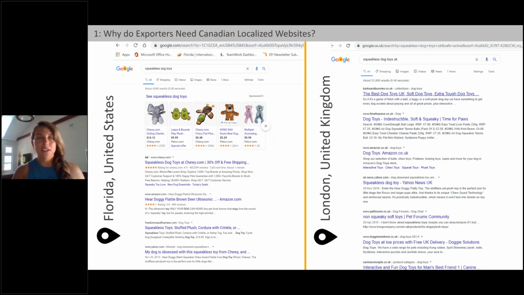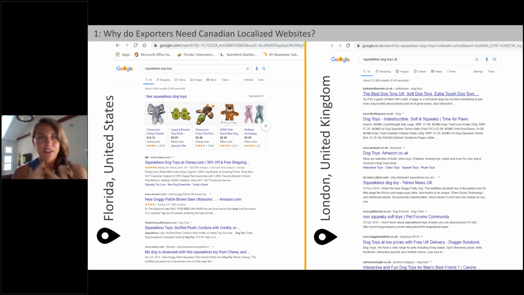And here's a really great practical example of how country-specific Googles produce results that are relevant to each specific user. So Susanna, who is in the UK, and myself in Miami, we both have dogs that seem to always love to play in the background whenever we have webinars. So we both searched for squeakless dog toys. Logically, Google provided results that were relevant to each user.